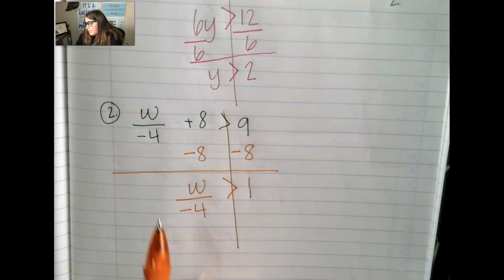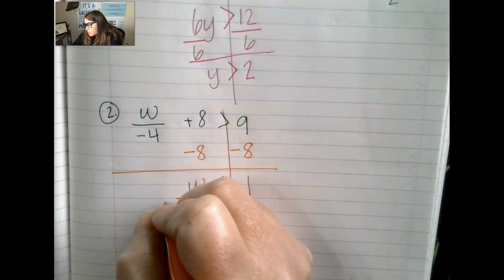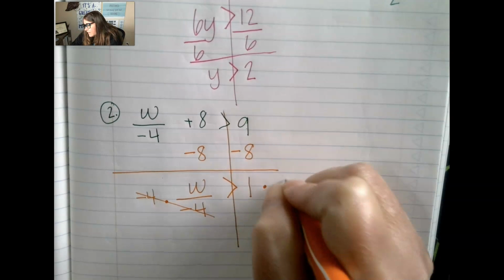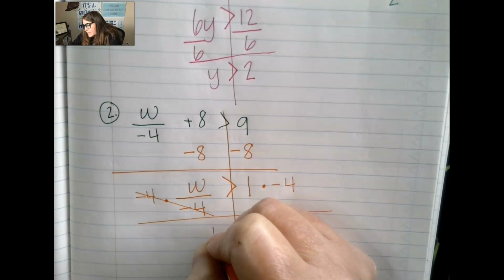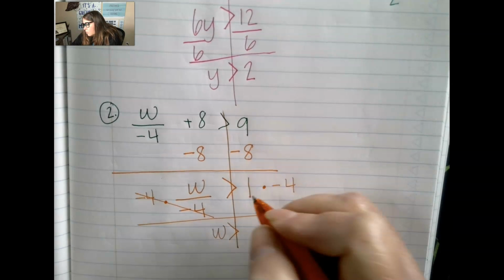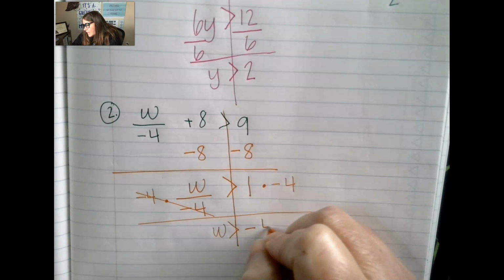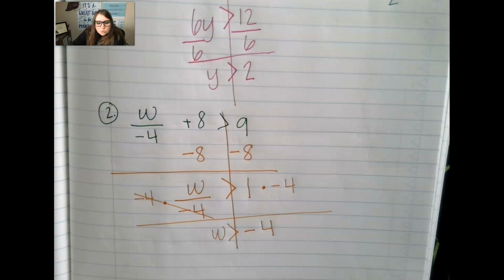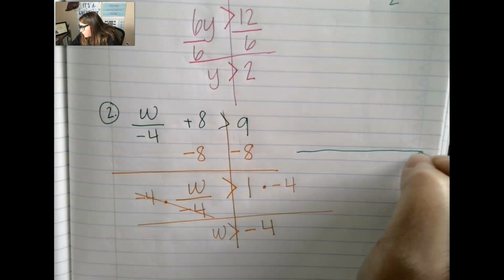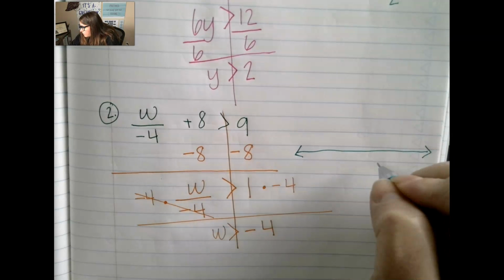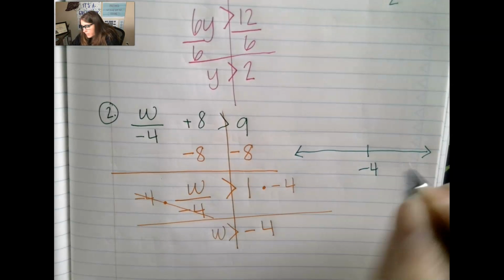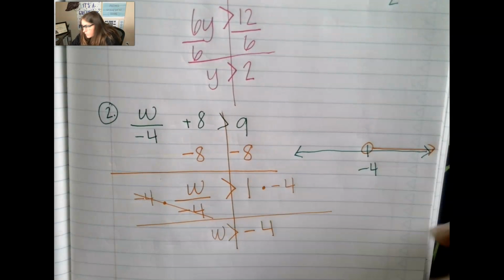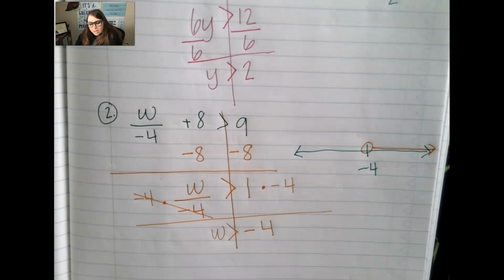Now, because it says divided by -4, we want to multiply by -4. That's going to go away. Multiply by -4. This now says w is greater than 1 times -4, which is -4. So w is greater than -4. We're ready to graph this letter, w, the solution. So here's -4. It is greater than -4, so everything bigger. How did you do on that one?